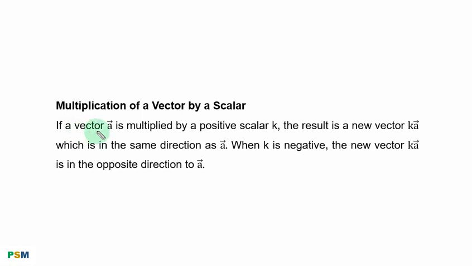If a vector A is multiplied by a positive scalar k, the result is a new vector k times vector A, which is in the same direction as vector A. When k is negative, the new vector k times vector A is in the opposite direction to vector A.